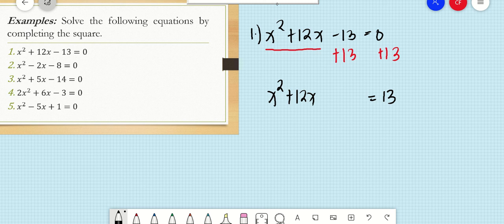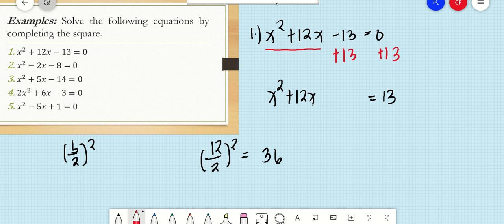Okay, so again, using this formula, the quantity of b over 2 raised to 2. Okay, so ano po yung constant term na i-add natin dito sa equation na to para maging perfect square trinomial? So obviously, di ba? So again, yung b natin is 12. So 12 over 2 raised to 2. So that is 36, no? 36 is 12 divided by 2, that is 6. And 6 raised to 2, 36.